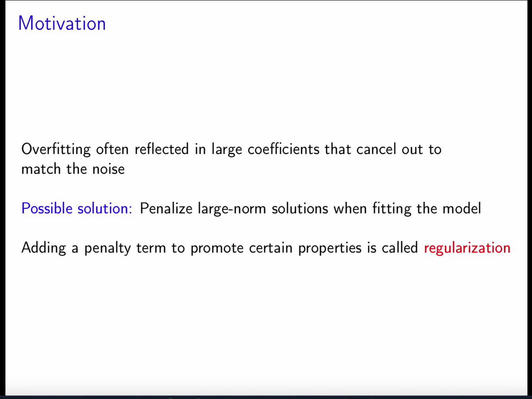To summarize, overfitting is often reflected in large coefficients that cancel out to match the noise. A possible solution is to penalize large norm solutions when fitting the model during training. So basically, you're telling the model, fit this data, but you can't use huge coefficients, because we don't expect huge coefficients that have to cancel each other out. If you get huge coefficients, that's probably because you're overfitting the noise. Having a penalty term to promote certain properties, in this case not having huge coefficients, is called regularization, and that's the topic of this lecture.